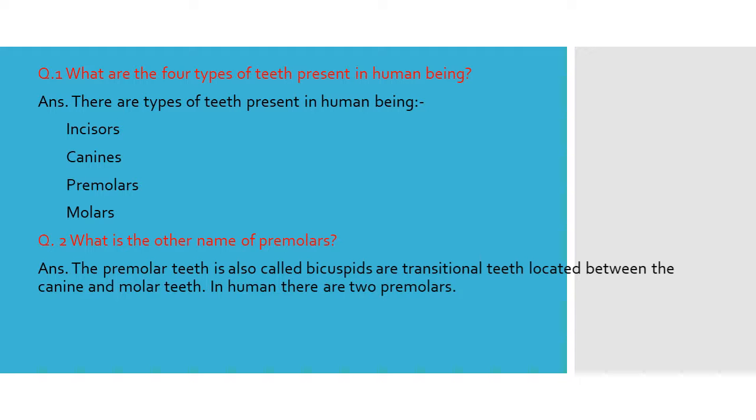Question number 1. What are the four types of teeth present in human beings? There are four types of teeth present in human beings. First is incisors, canines, premolars and molars. Second question, what is the other name of premolars? The premolar teeth, also called bicuspids, are transitional teeth located between the canine and molar teeth. In humans, there are two premolars.